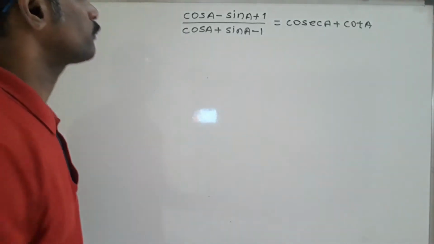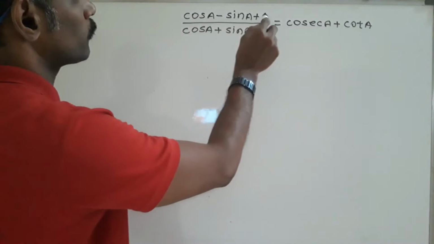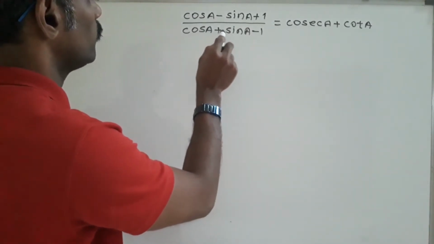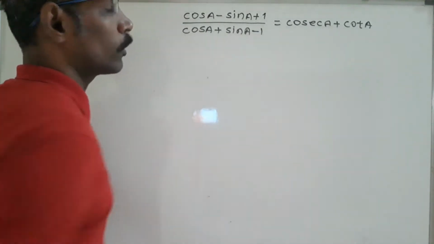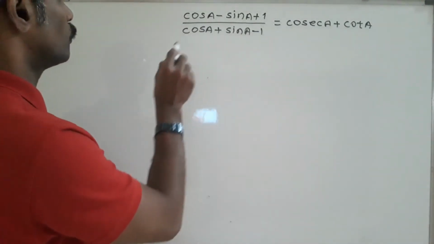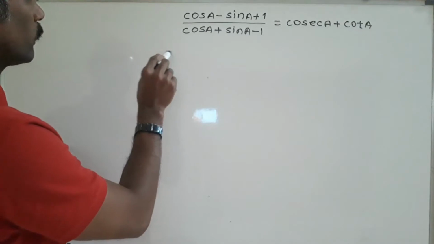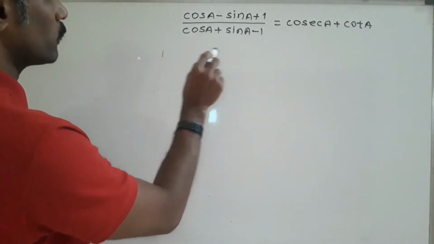Hello friends, (cos A − sin A + 1) / (cos A + sin A − 1) is equal to cosec A + cot A. Let's prove that.